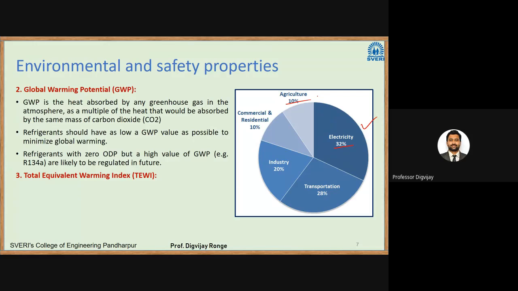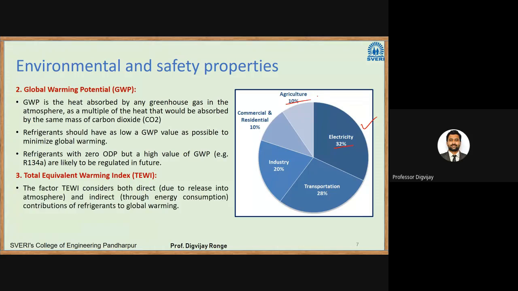But if I count indirect damages, what does indirect mean? If I'm running an air conditioning plant, it will require some electricity for running the compressor. Now where will that electricity come from? Mostly it comes from a thermal power plant, and that thermal power plant uses coal. While burning the coal, CO2 is released. So that will be accounted as indirect damage. So we have considered direct global warming potential and indirect global warming potential. It considers both direct, due to release into the atmosphere, and indirect, through energy consumption.